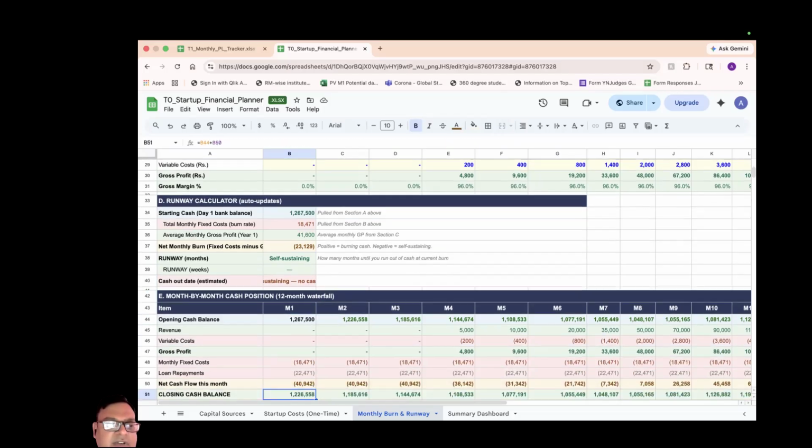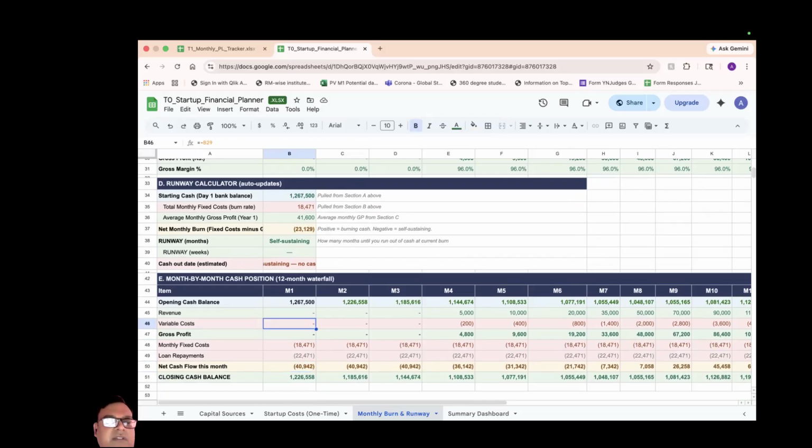Currently not. Let's do a month by month cash position. Our opening balance is 12,67,500. No revenue, no variable cost. There's only fixed costs and loan repayments, net cash. So the closing balance for that month will be 12,26,558. So what are we doing in that one month? Obviously, we'll be going out, meeting people, doing a lot of marketing, trying to get leads converted for next month or so. With a lot of effort, we couldn't do any sales. We have only burnt our money.